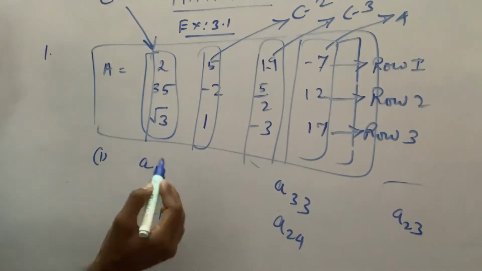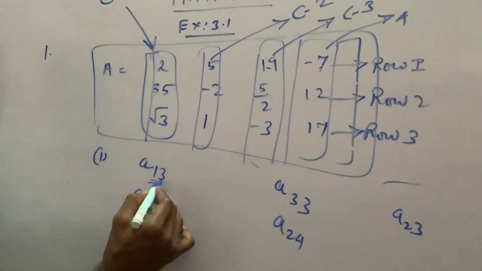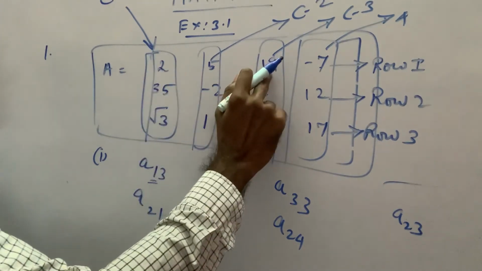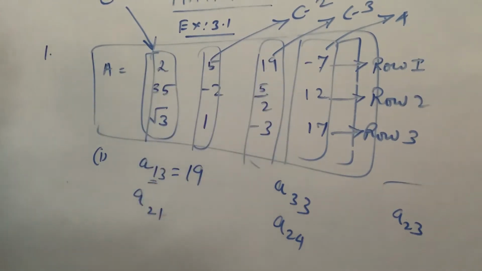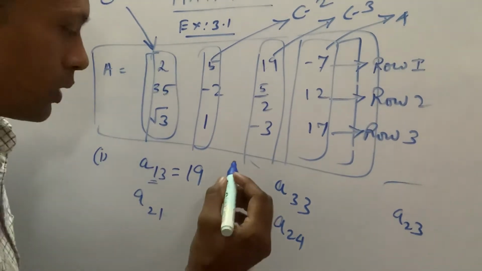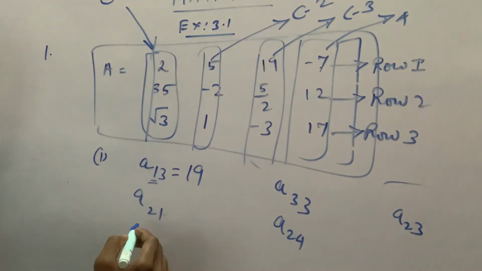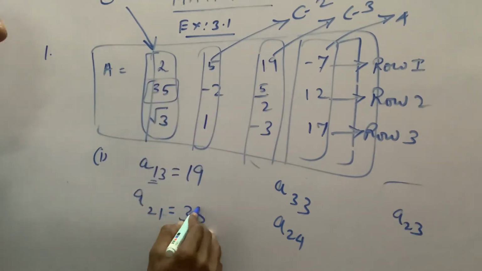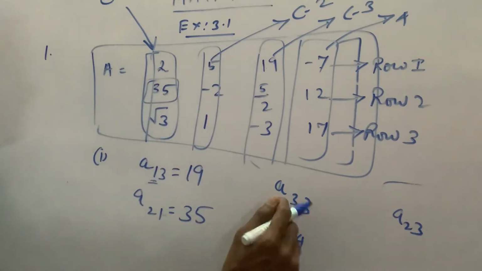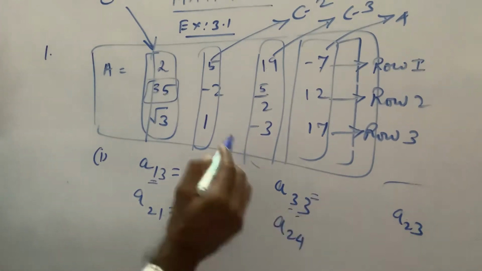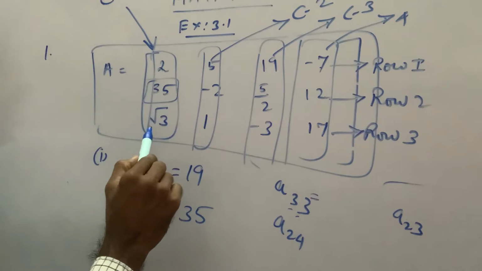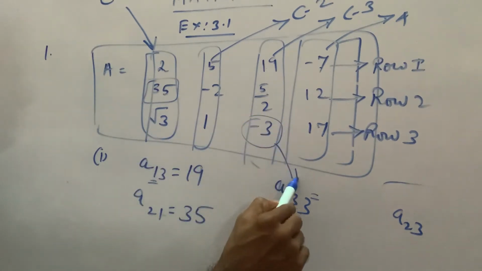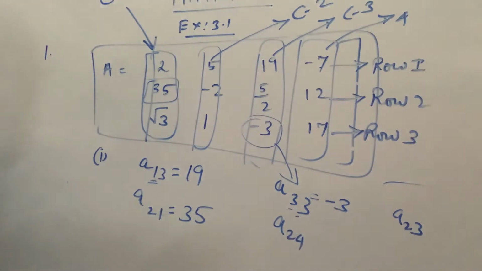A13, which is this one? A13, row 1, column 3. Row 1, column 3 is 19. So A13 is equal to 19. What about the next one? A21. So A21 is second row and the first column. That is equal to 35. Right? What about A33? A33 is third row, third column. Third row, 1 2 3, third row, third column, this one. So A33 is equal to minus 3. Right? Follow kar rahe hai na?